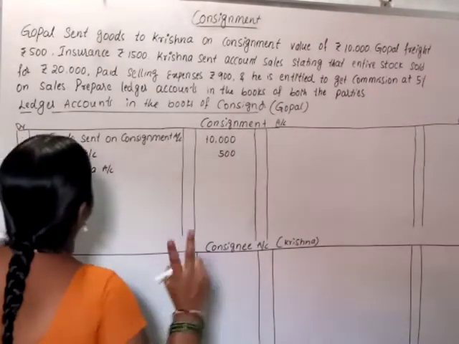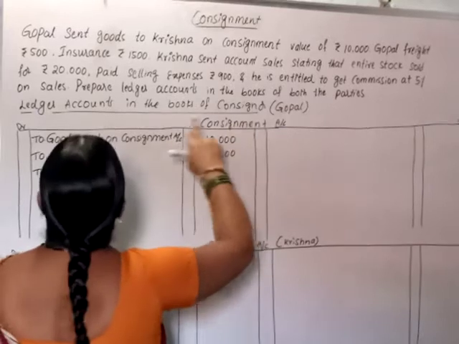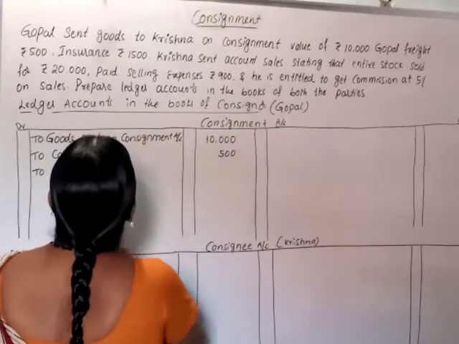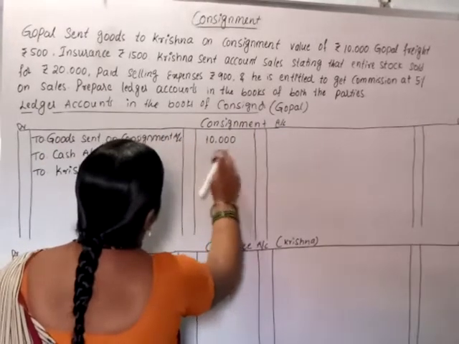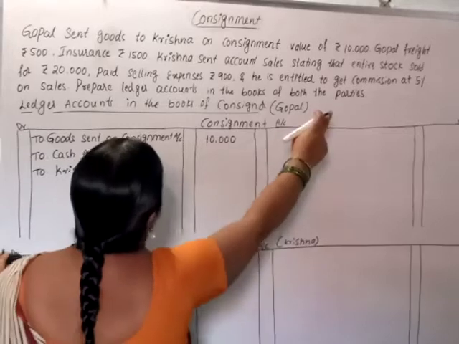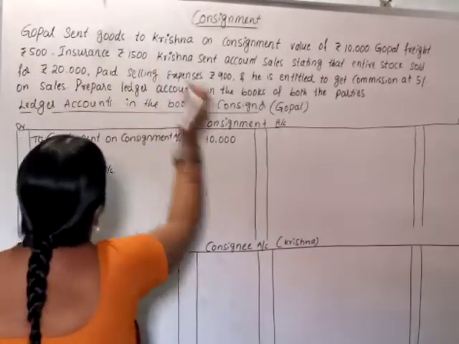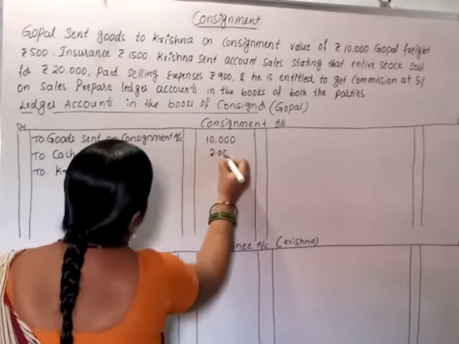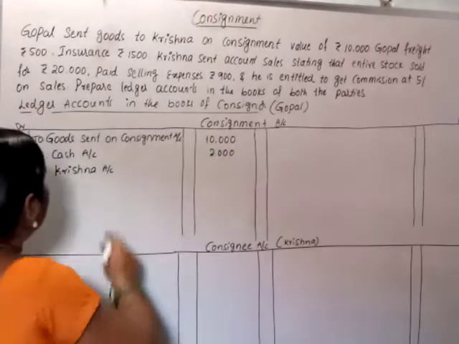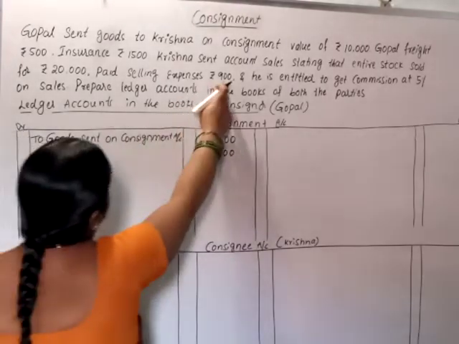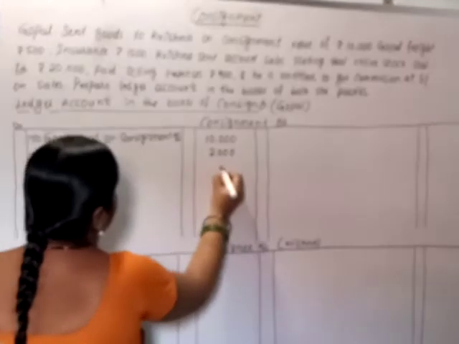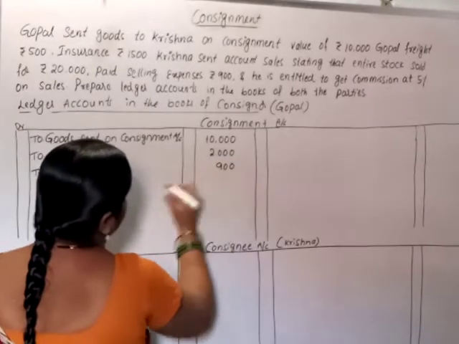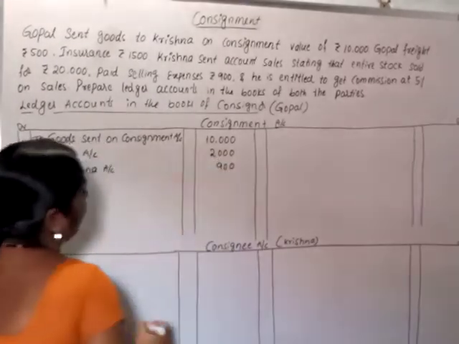So he paid two expenditures. In this problem the consignor paid two types of expenditure. Freight is 500 and insurance is 1500. Total it is 2000. Okay, next. Krishna also paid the selling expenditure of 900. So write here 900 rupees. Okay, this is 2000.